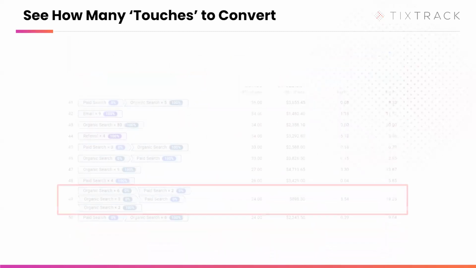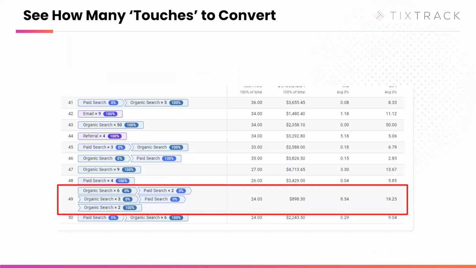This was one of my favorite ones here, where this person had 24 touches, a ton of organic search, paid searches, and everything else, and finally converted down there at the end. And of course, there's weighting that goes to all of these touches as far as who gets attributed the final conversion.